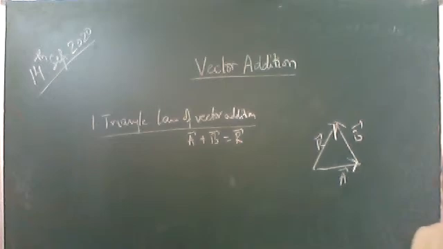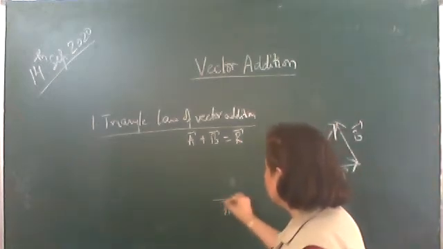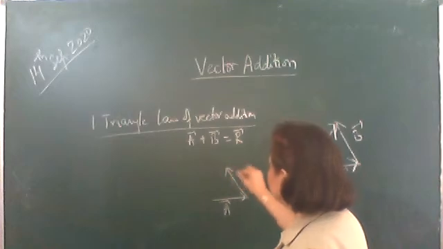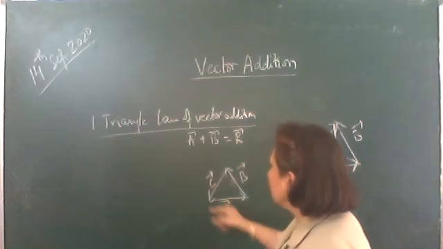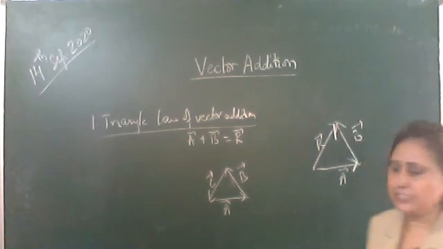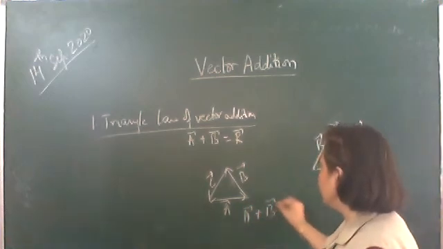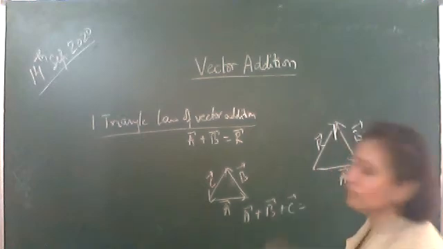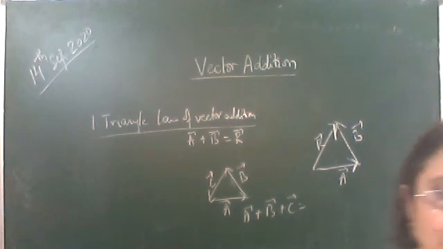Now one question. If three vectors are representing the sides of a triangle taken in the same order, what will be the resultant of these three vectors? That is, what will be the sum A plus B plus C vector equal to? Zero.